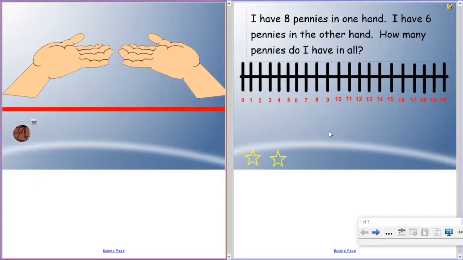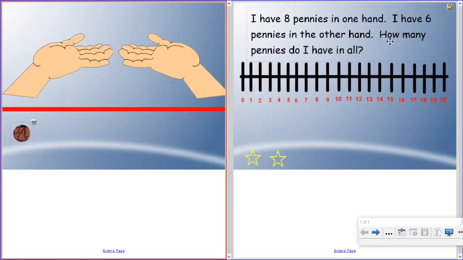Now let's unpack the problem so we can make sure we understand each sentence. Let's start with the first sentence. I have 8 pennies in one hand. That sentence is telling me what I have. I have 8 pennies. Let's read the next sentence. I have 6 pennies in the other hand. That sentence is telling me that in my other hand, there are 6 pennies.